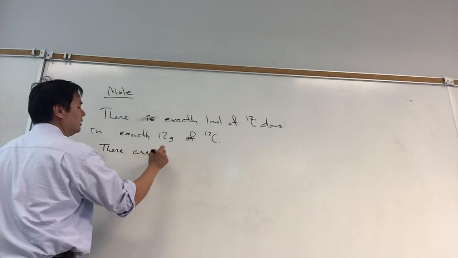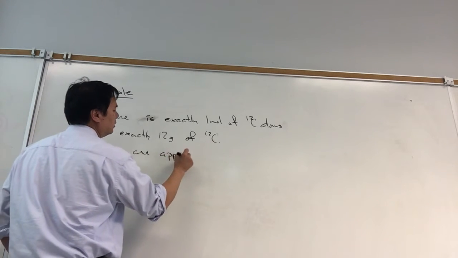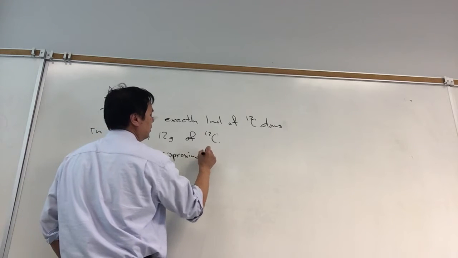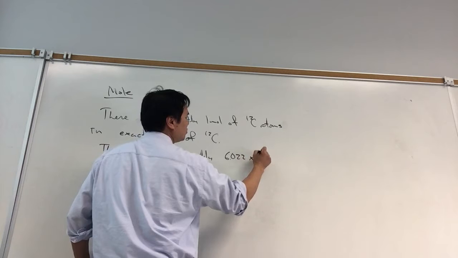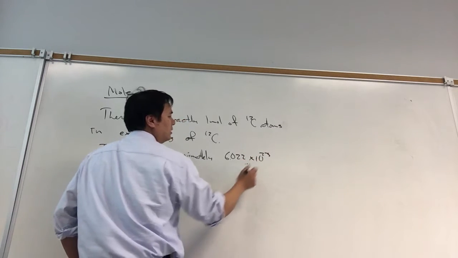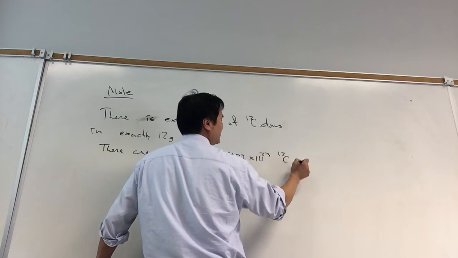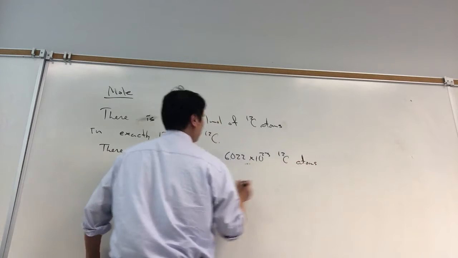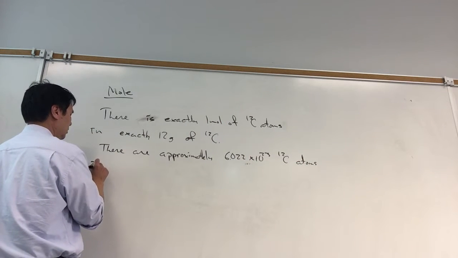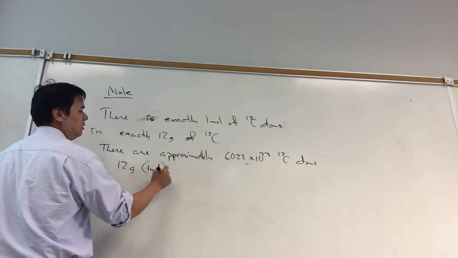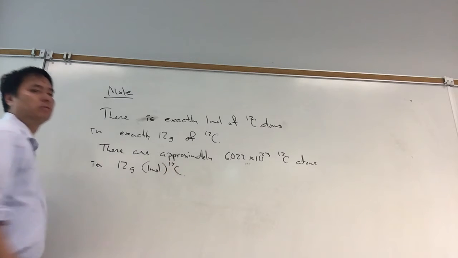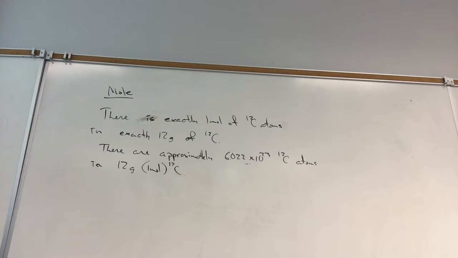There are approximately 6.022 times 10 to the 23rd. This number keeps going. Carbon-12 atoms in 12 grams, or 1 mole of carbon-12. And so the mole is defined as the number of carbon-12 atoms in exactly 12 grams of carbon-12.